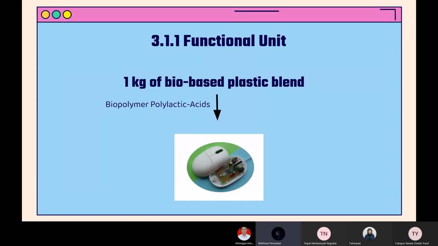The functional unit of the LCA is the production of 1 kilogram of bio-based plastic blend made primarily of the biopolymer polylactic acid, to be used to manufacture 25 pieces of computer mouse bodies, which include the right mouse button, left mouse button, palm rest, and the base.